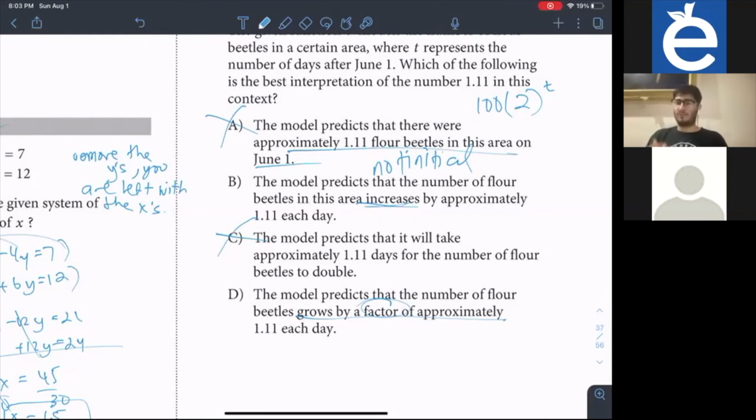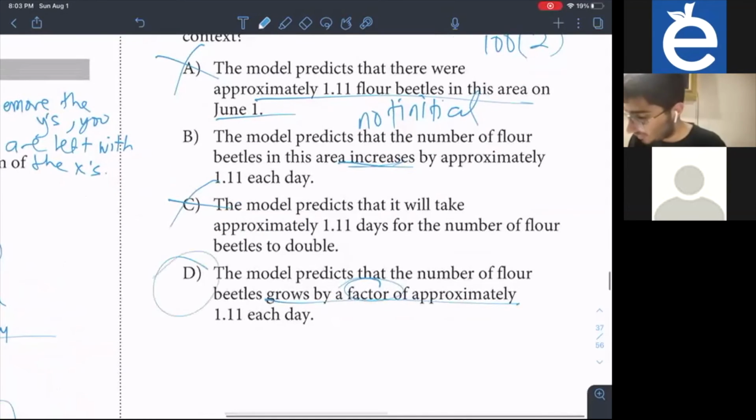Linear is constant growth, but exponential is when it multiplies by 1.11 or any factor each day. So this is our answer, choice D.